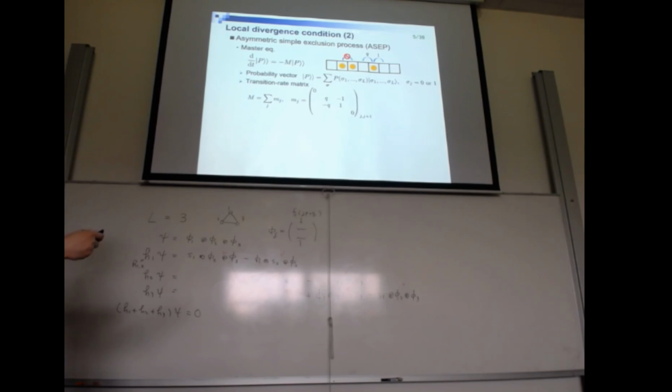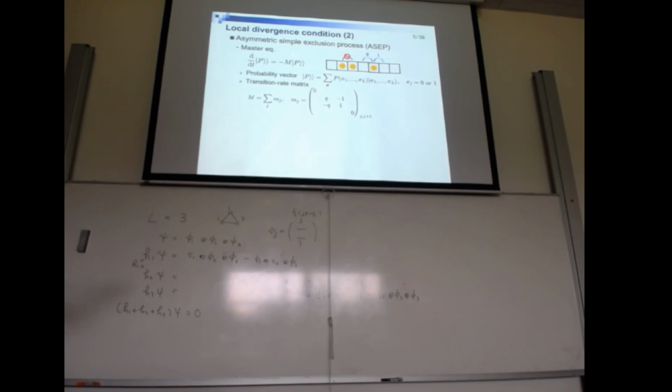So here we have to consider the master equation, and this P double ket is a probability vector. And here, this P is a probability to have a particle configuration labeled by sigma 1, sigma 2, blah, blah, blah, sigma L, and each sigma takes 0 or 1. And 0 corresponds to an empty site, and 1 corresponds to the presence of a particle. And in this 1D system, this guy hops to the right with the transition rate 1 and hops to the left with the transition rate q.